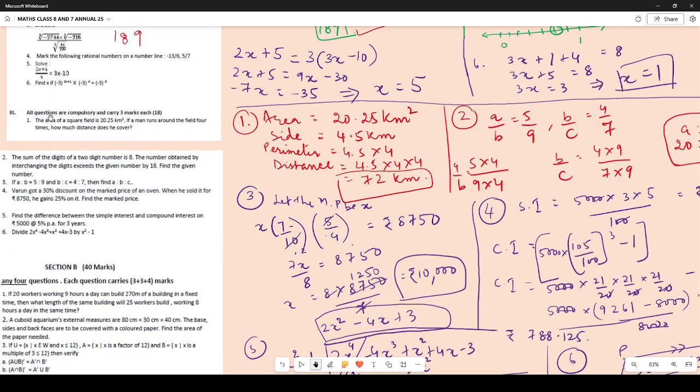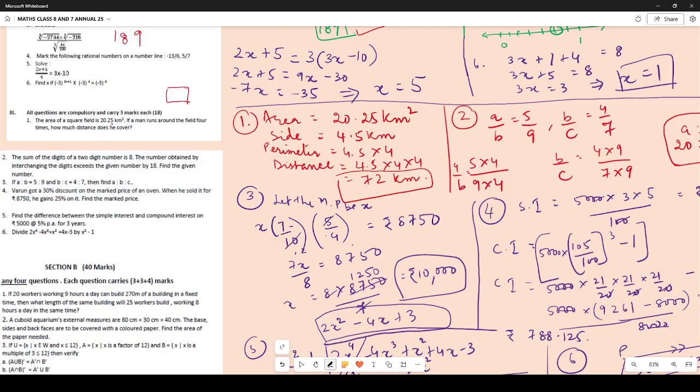The area of a square field is 20.25 square kilometers. If a man runs around the field 4 times, how much distance does he cover? Now what we need to remember over here is that when someone is running around a field, we are talking about the perimeter. So we need to find the perimeter.